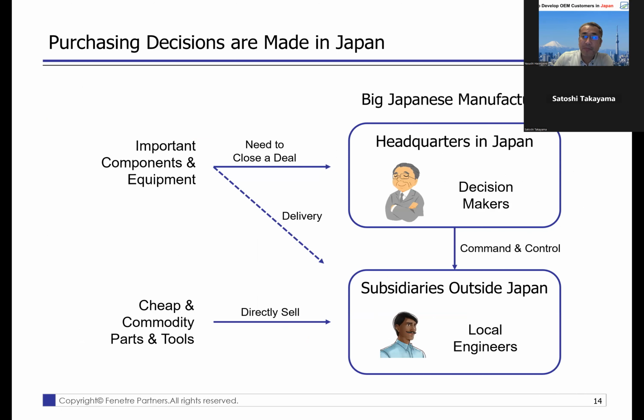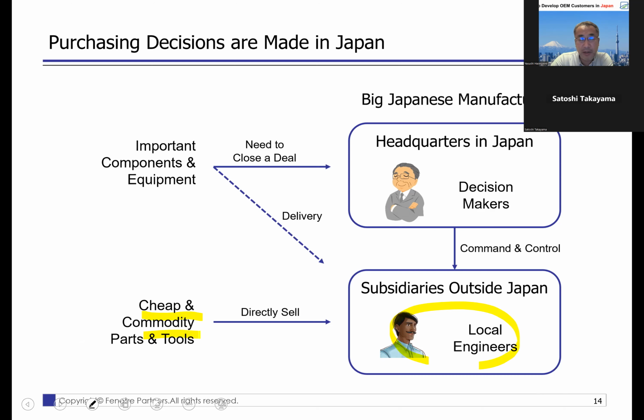So now some of you may think you can directly sell to their subsidiary, like Toyota USA. But probably some of you have experienced trying to sell to their subsidiary in the US or Europe. But usually they say, please go to Japan, our headquarters, because we don't have the authority to make a decision. So local people are allowed to purchase cheap or commodity products like springs, nuts.